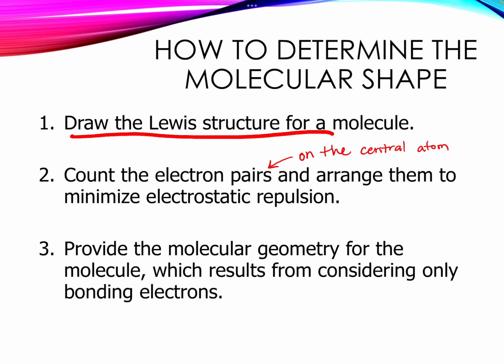The last thing, once we've done that, is to figure out the molecular geometry. When you hear that, that's the same thing as saying the shape. You'll hear me say molecular shape, molecular geometry, things like that. That's different from the electron group geometry. I know that's a little bit confusing. There's nothing I can do about it. But the molecular geometry is the same thing as saying the shape of the molecule, and that's going to result from only the bonding electrons.